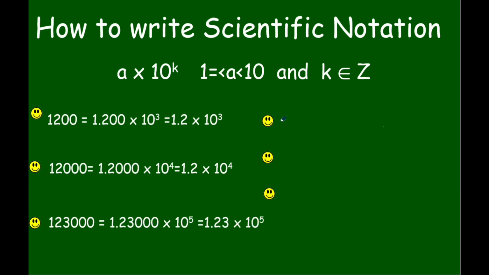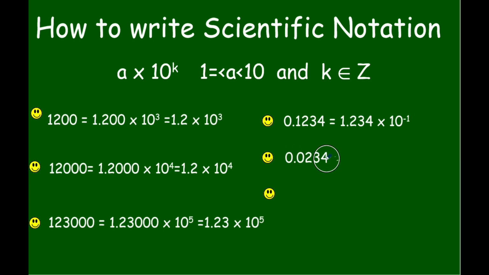On the other hand, for a very small number like 0.1234, we can write it as 1.234 times 10 to the power of -1. In this case, a equals 1.234 and k equals -1 because 0.1234 is 1.234 divided by 10 1 time. Let's work with 0.0234.